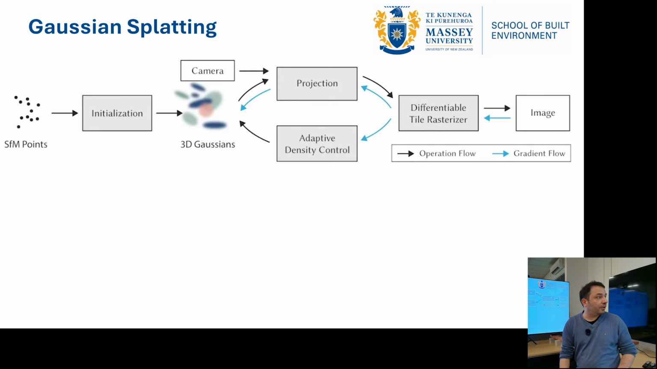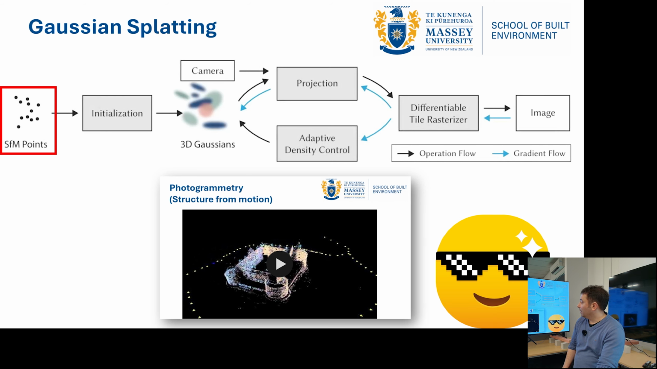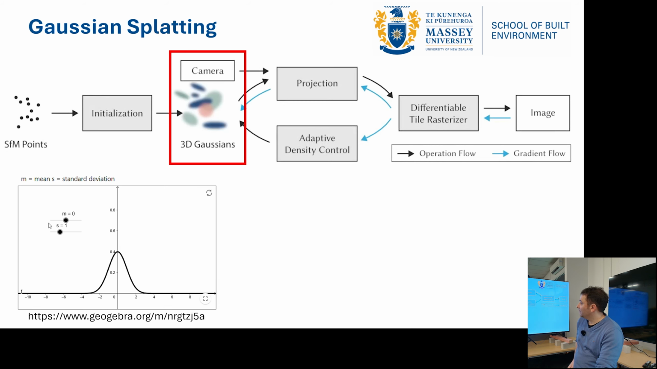So this is what the algorithm looks like, guys. You start from structure from motion on the left-hand side. At the beginning, you have the points that you will reconstruct using traditional structure from motion. And we have already watched a video on how this part works.